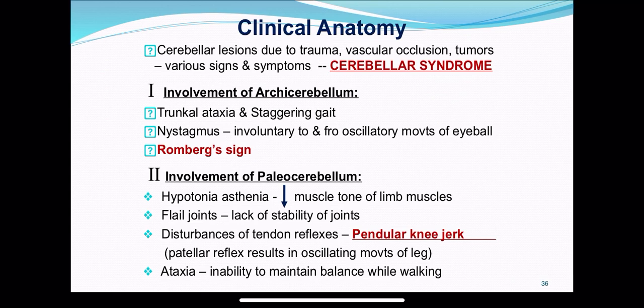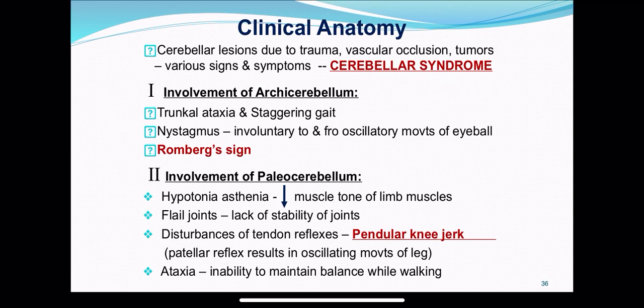So this will be the clinical presentation of the patient if there is involvement of archicerebellum in trauma, vascular occlusion or a tumor of cerebellum. Truncal ataxia, staggering gait, nystagmus, positive Romberg's sign.